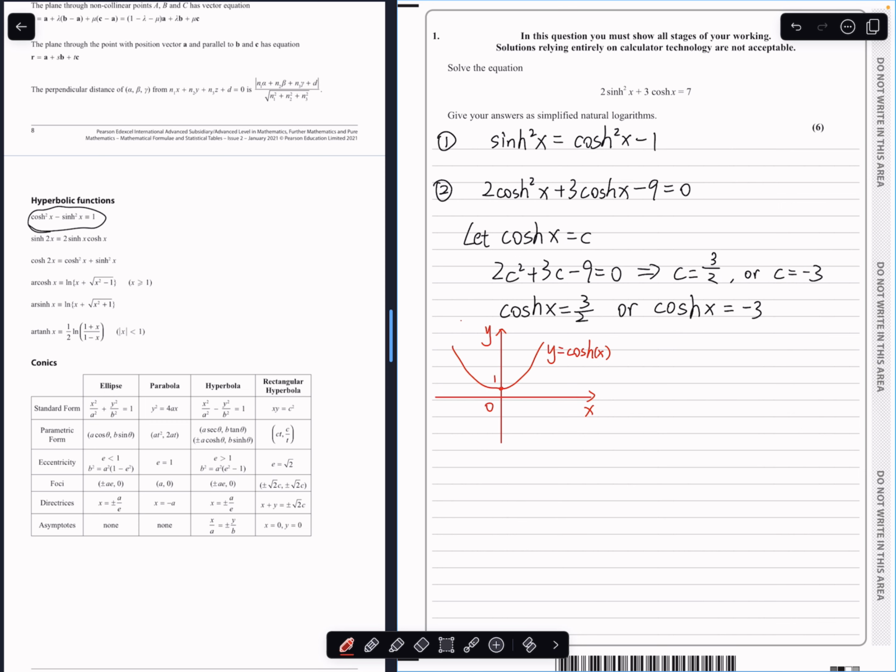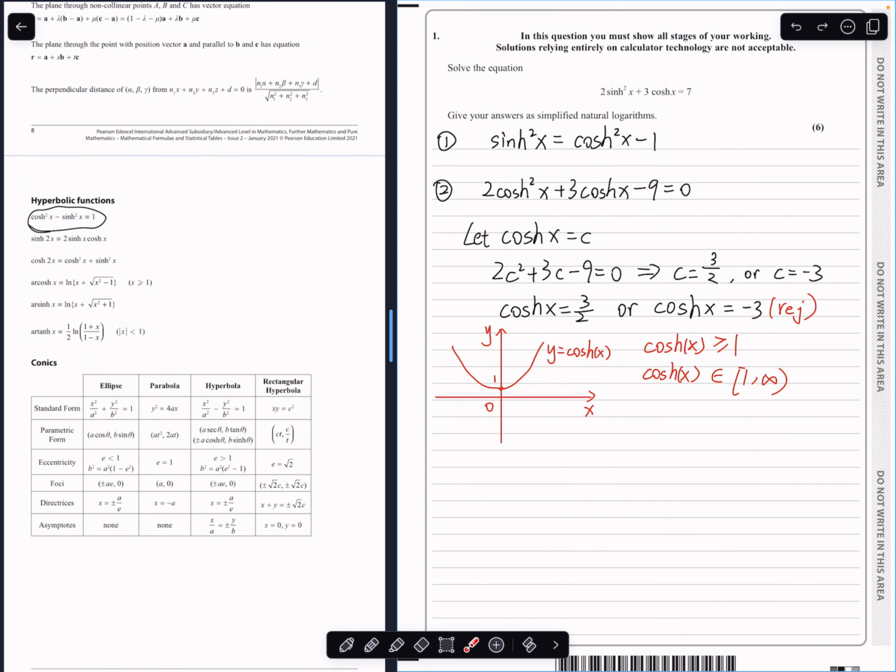But you need to remember one thing. This is the graph of the function cosh x. And you can tell from the graph that it has a minimum value of 1, which means cosh x is greater than or equal to 1. Or you can say it has a range of 1 to infinity. So you should reject the value of negative 3.